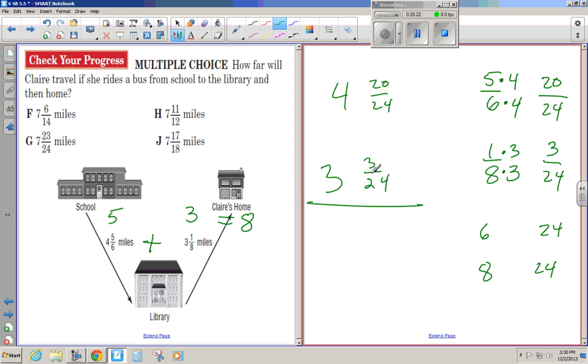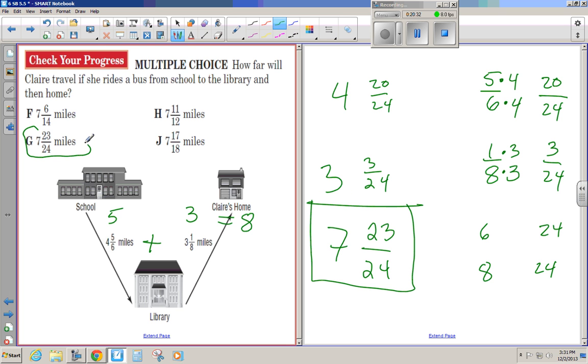20 and 3 is 23/24. 4 and 3 is 7. So choose the answer that has our answer as the right one. And if you notice, it is the one closest to 8, which was our estimation.